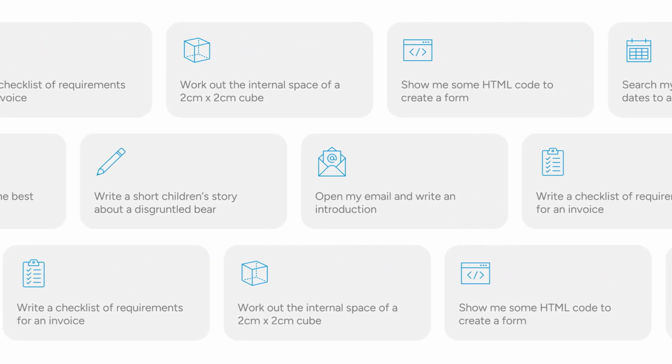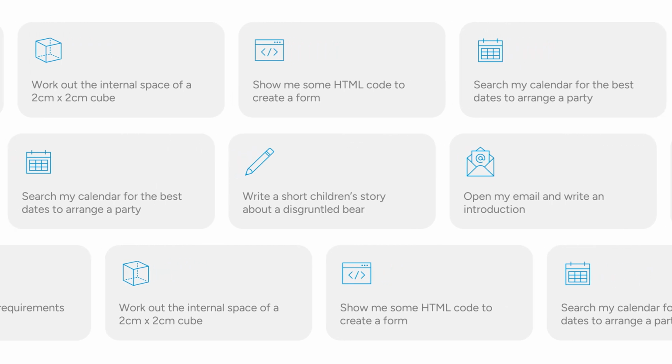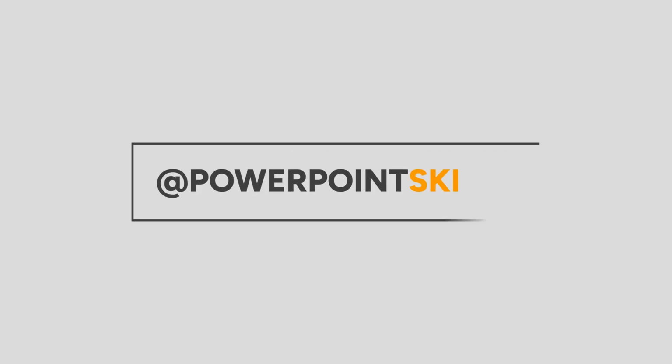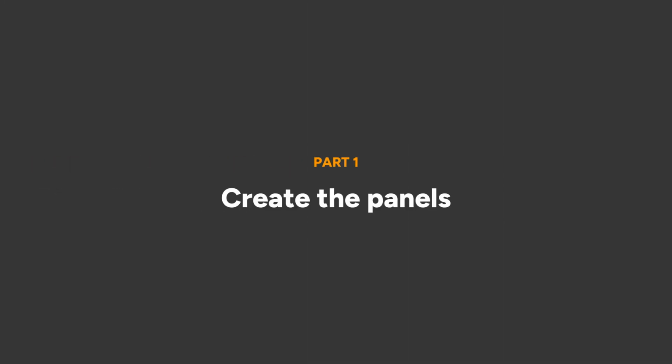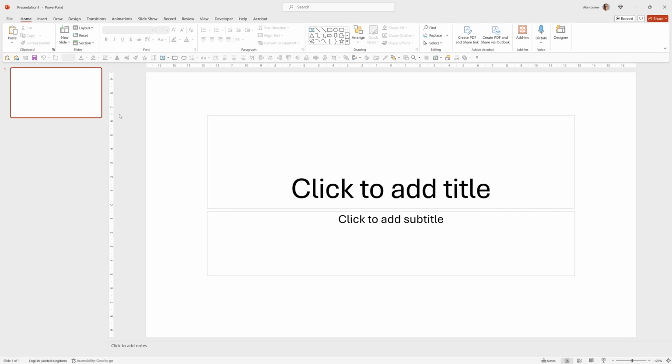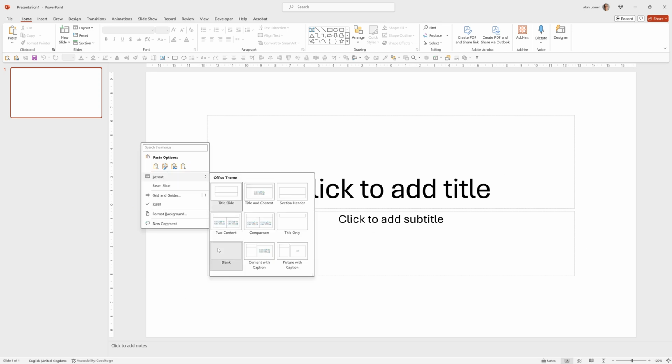In this short tutorial, I'm going to be showing you how you can make these cool scrolling panels similar to how Apple did in its recent AI presentation. So let's jump straight into it. As usual, we'll start off with a new blank presentation. We'll right click, layout blank.